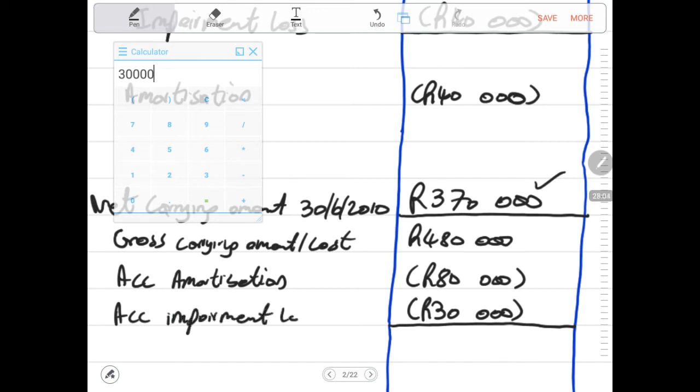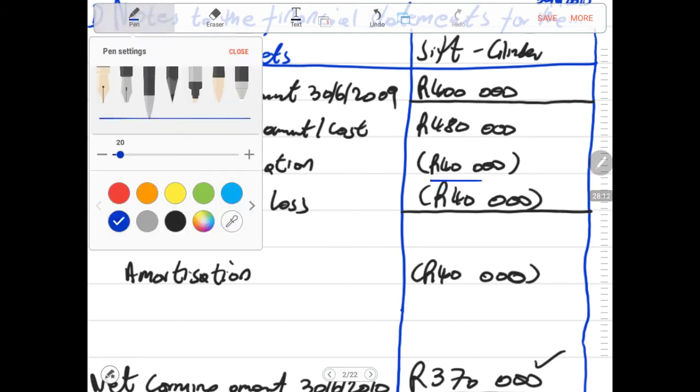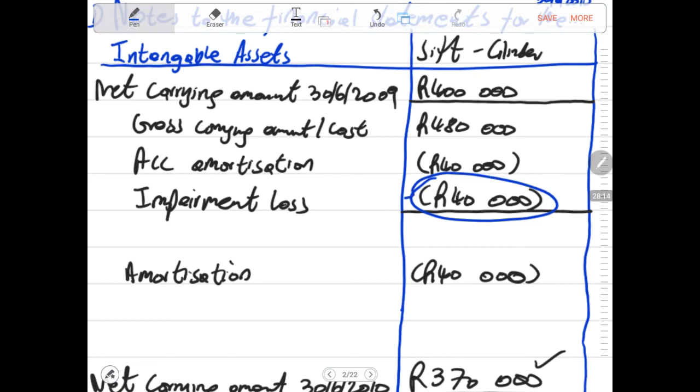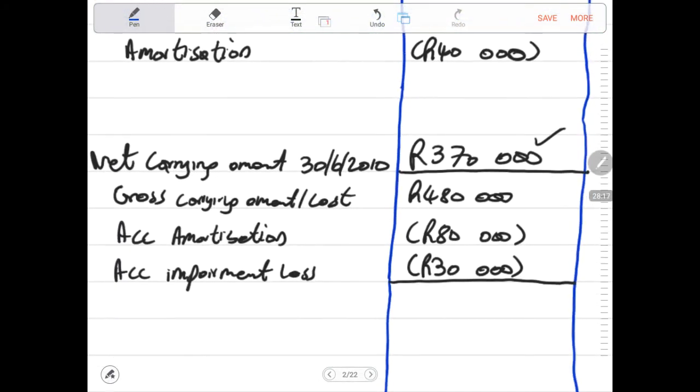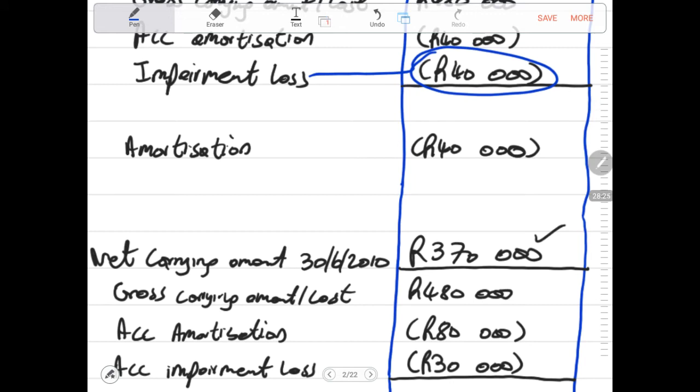Accumulated impairment loss. Why am I saying that? Because our impairment loss of the previous year was calculated as 40,000 rands. But we can see that the amount of the impairment loss now is no longer 40,000 rands, but 30,000 rands. That means there must have been a decrease in our impairment loss by how much? By 10,000 rands. What will that 10,000 rands be? It will be prior year impairment loss reversal.